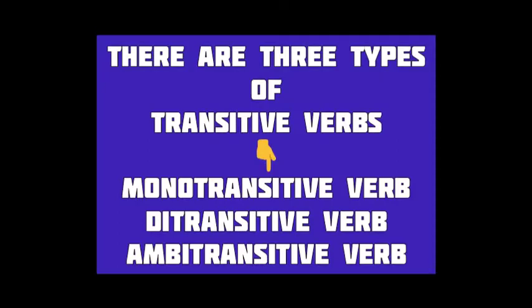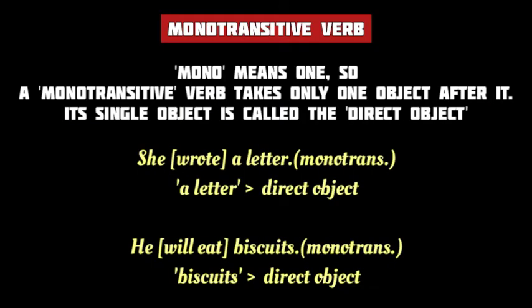So now we know that a transitive verb takes one or more objects after it in a sentence. There are three types of transitive verbs in English grammar, namely monotransitive verb, ditransitive verb and ambitransitive verb. First up, monotransitive verb. Well, mono means one. So if a transitive verb takes only one object after it in a sentence, it's called a monotransitive verb.